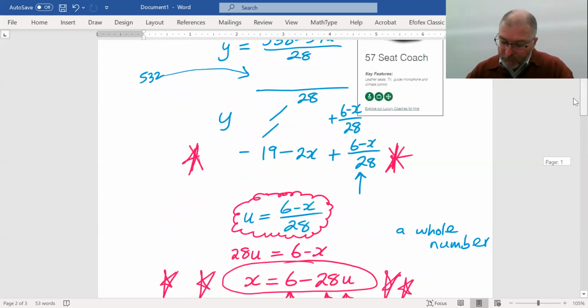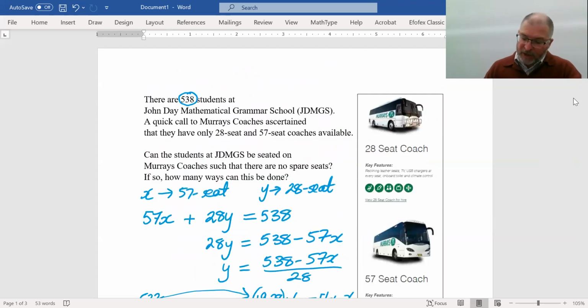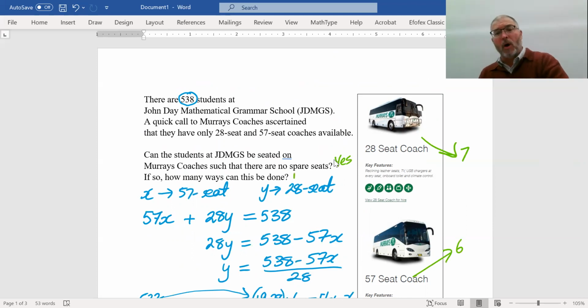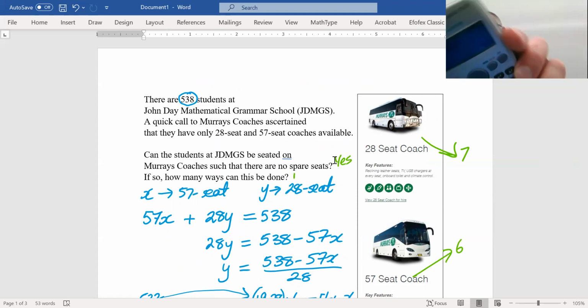So going back to the original question, can they be seated so there's no spare seats? Yes. In how many ways can it be done? One. And we want 6 of these and 7 of these. And I'm just going to check on my answer. 6 lots of 57 plus 7 lots of 28 is 538.